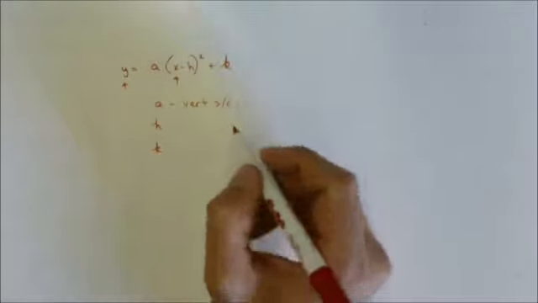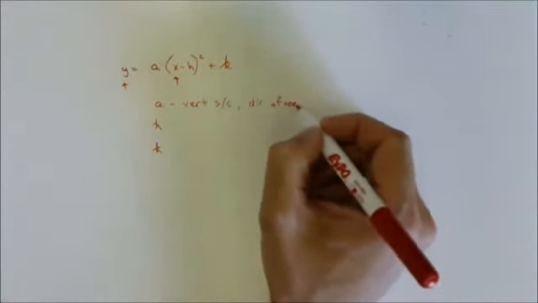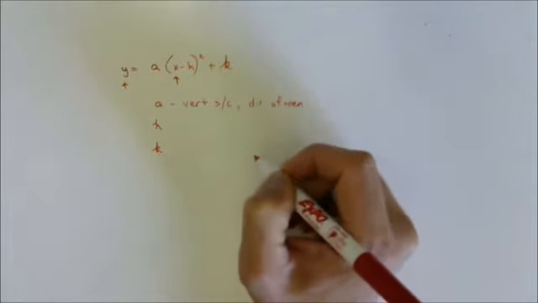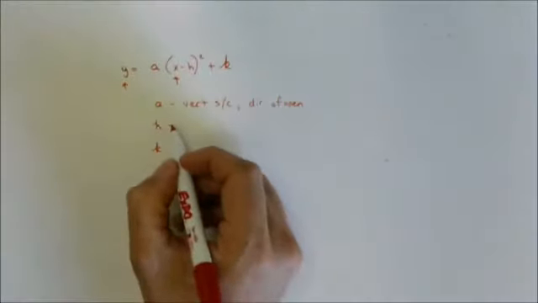Negative or positive. We can flip the function. So I got direction of opening. Negative will have a max, opening down. A positive will have a minimum, opening up. Good. H.